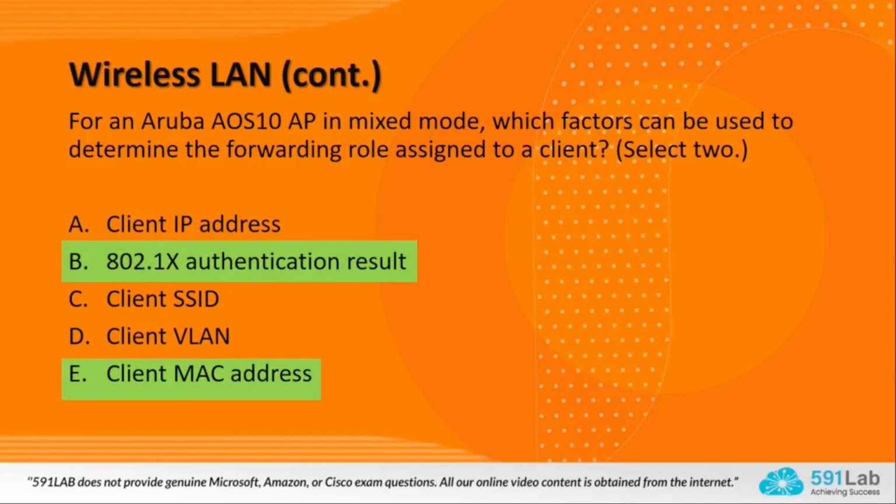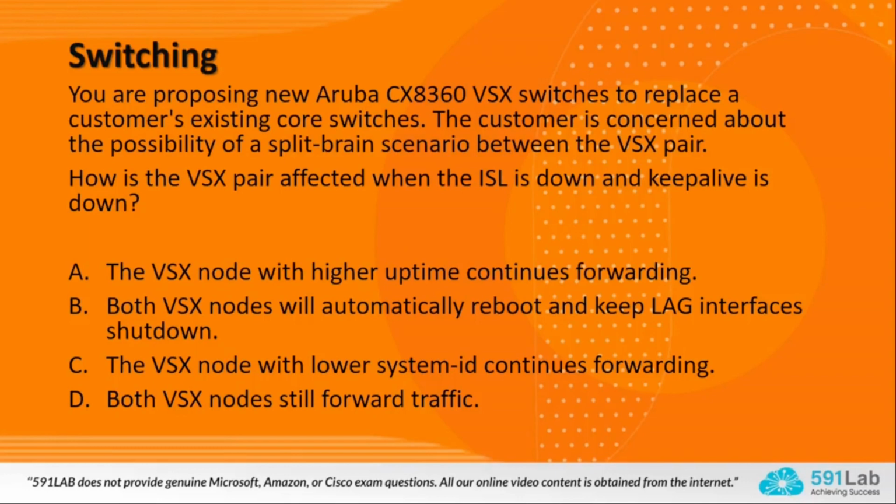We'll move on to the next question, switching. You are proposing new Aruba 8360 VSX switches to replace a customer's existing core switches. The customer is concerned about the possibility of a split brain scenario between the VSX pair. How is the VSX pair affected when the ISL is down and keepalive is down? This is about the VSX split brain scenario.